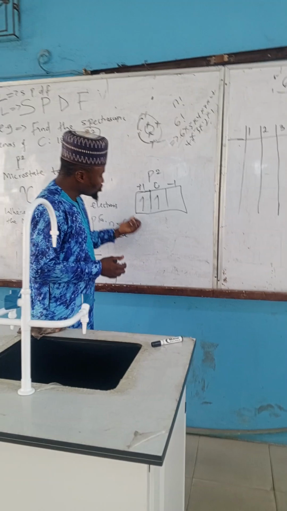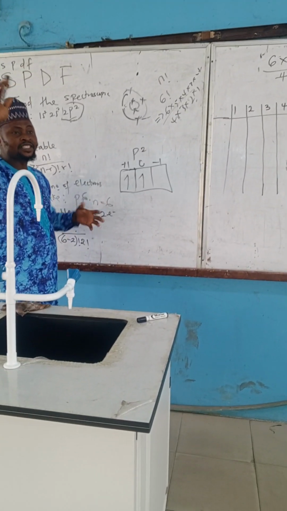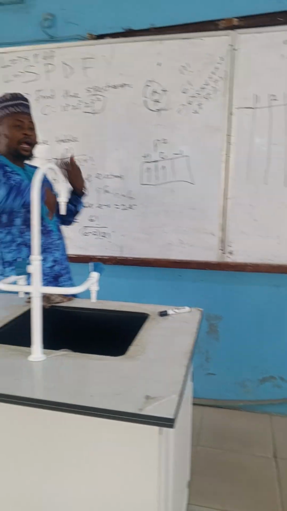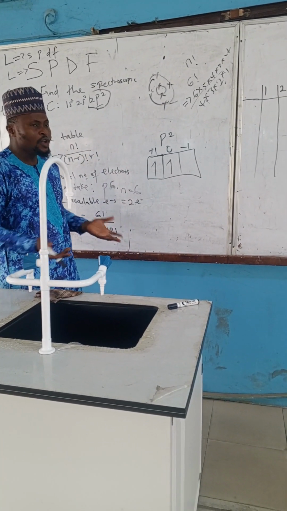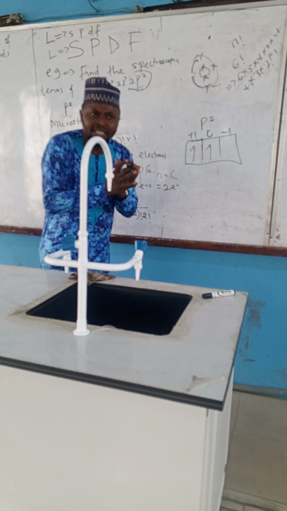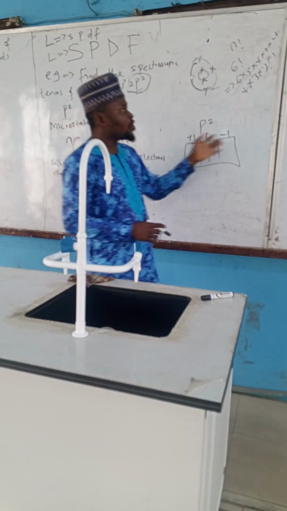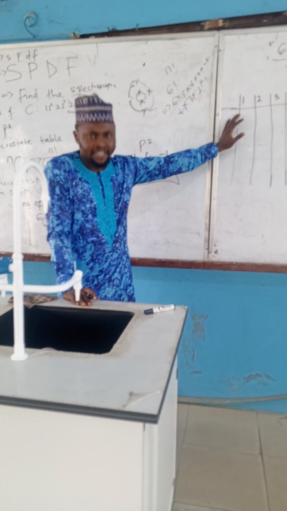The electron can go clockwise. The 2 can be clockwise. One can be clockwise, the other anti-clockwise. The 2 can be paired or not. So to give us the full picture is what you use the microstates table for.